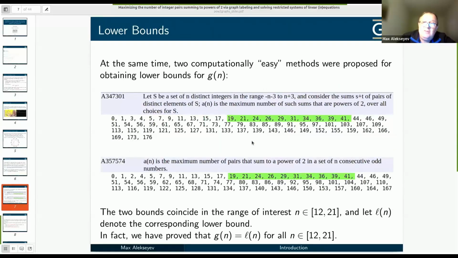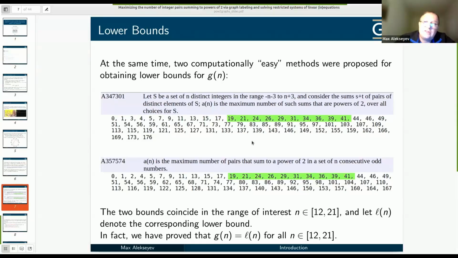Now, what we have already is the lower bounds. In fact, we have two different lower bounds that restrict sets to certain numbers and allow us to easily compute these bounds. I mentioned just two of those bounds, maybe there are more, but what is nice is that for the range of our interest, those two bounds give the same value. So I highlighted those values on this slide, and it turns out that these values are the exact values for the function g of n.